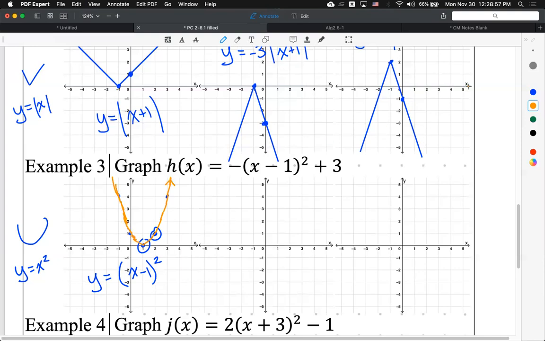Okay, let's try doing the next step. It's a little bit tricky now. I'm going to write it up above because I noticed that there's a negative out front, which should flip it upside down. So what is y equals negative in parentheses x minus 1 quantity squared look like?